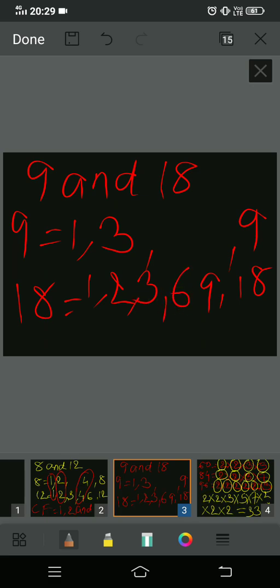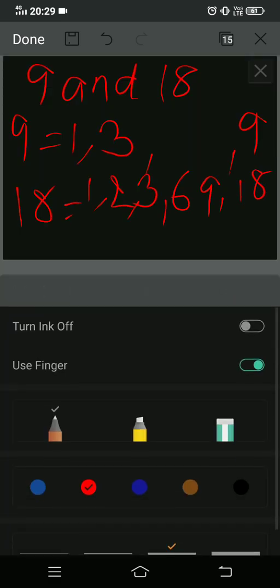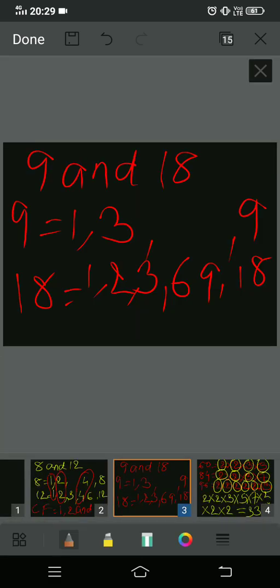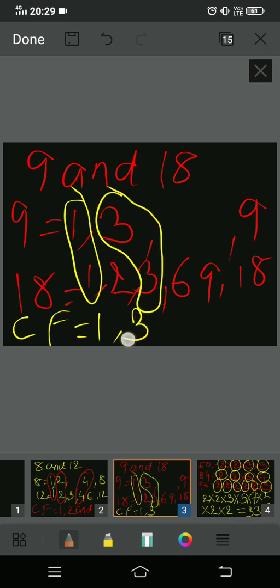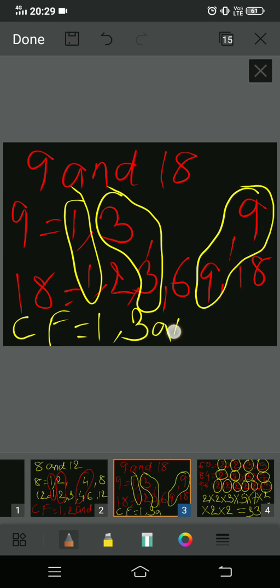So now what we have to do is find the common factors. Common factor is equal to, what is the common factor here, 1, comma 3. 3 is common over here, so we will write 3 here. And then what is common over here, so you can see 1, 3 and 9 is the common factor of 9 and 18. Okay, so that is all, children. That is how you have to find it for the others. That is for your homework.